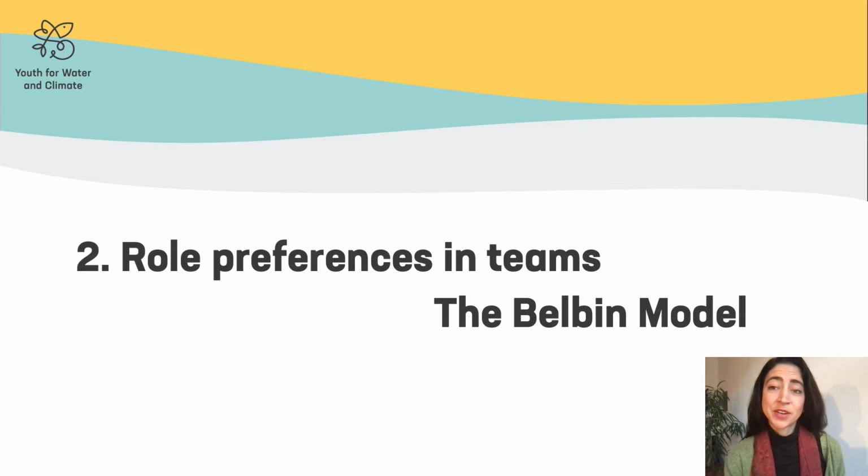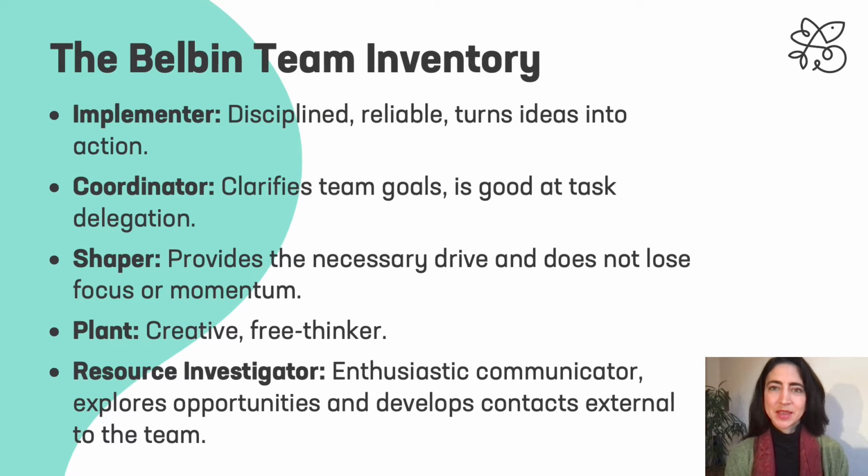Another essential part of team building is to identify the individual role preferences of each team member. One way to do that is using the Belbin model. Meredith Belbin observed and studied lots of teams in the 1970s and created the so-called Belbin Team Inventory. This inventory identified 9 main role types for efficient and successful teamwork.